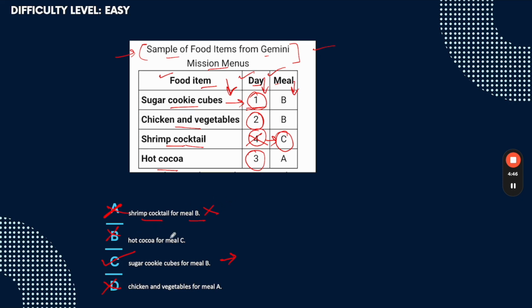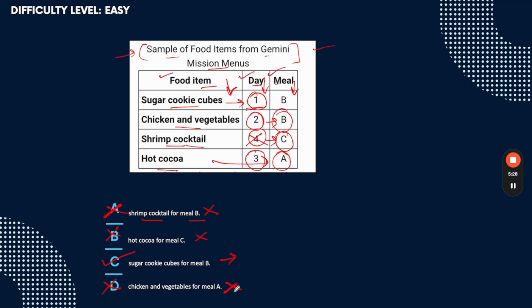Now let's look at B. Hot cocoa for meal C. Hot cocoa was given as meal A, not C. So this would have been out as well because again, it's not matching with the information in the table. Now D. Chicken and vegetables for meal A. Chicken and vegetables were given as meal B, not meal A. So this is also out. What I'm trying to say is that sometimes you will be able to eliminate your options only for the reason that they are not matching up with the information given to you in the infographic. For that kind of elimination, you don't even need to read the text, right? So this is one trick that you can use.